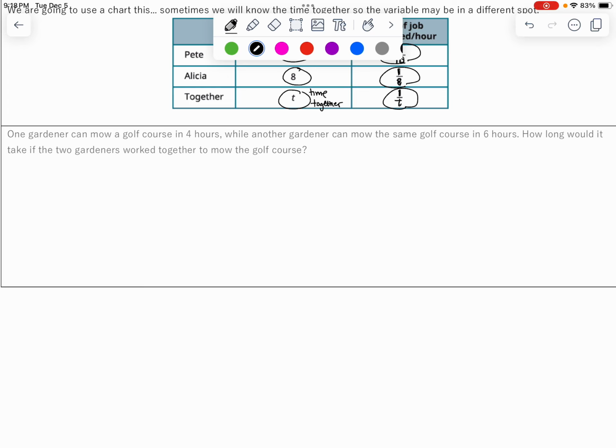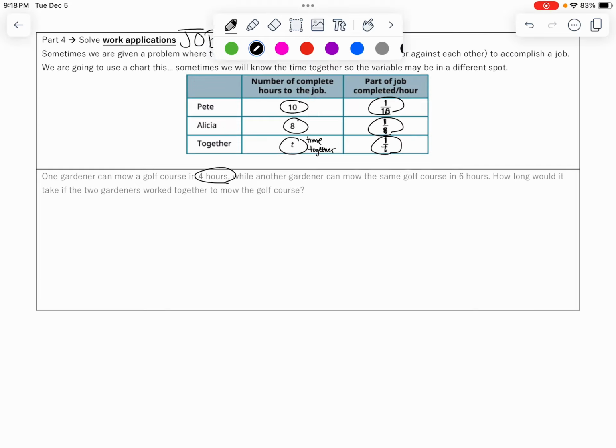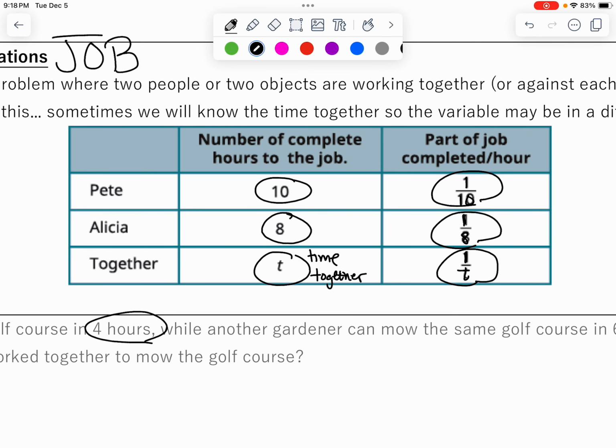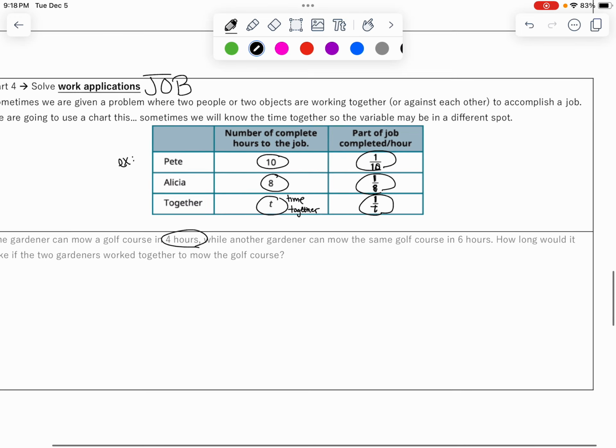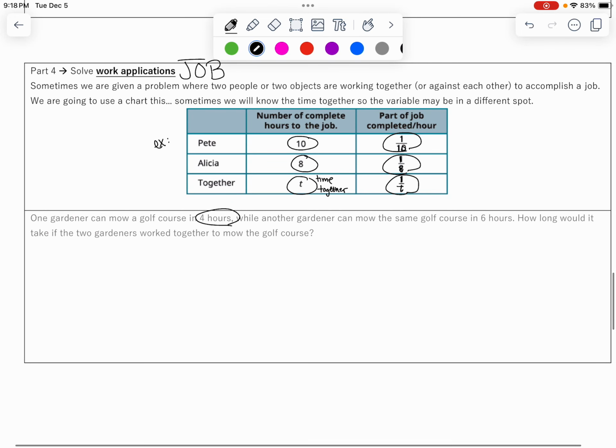Wait. No. Okay. One gardener can mow a golf course in 4 hours. Wait, was this not a problem? What was this all about? That was just, this is what the chart will look like. Oh, this was just an example, not a problem. I'm sorry. This is an example of what our chart will look like. I was hoping to find out what Pete and Alicia were doing, but that doesn't matter. They were mowing the lawn at a school. Okay, that was boring.